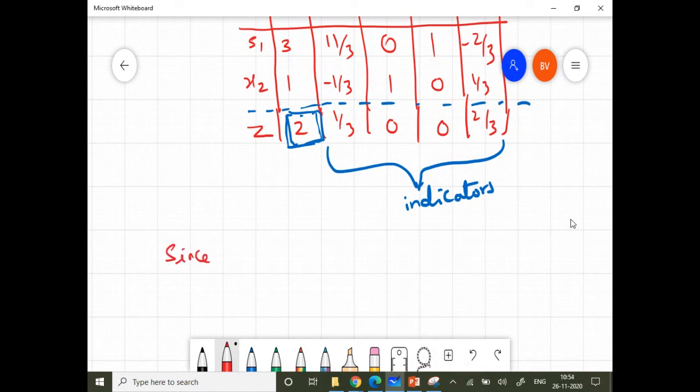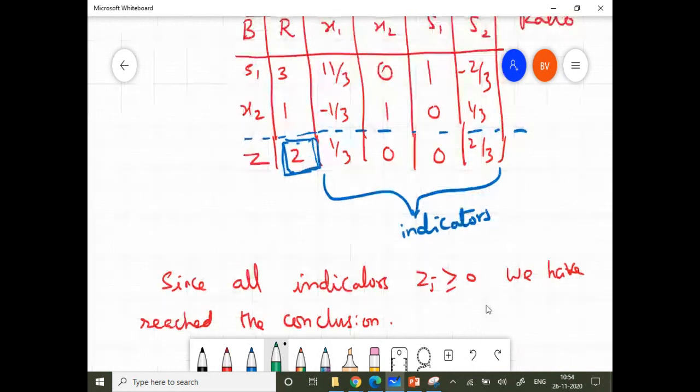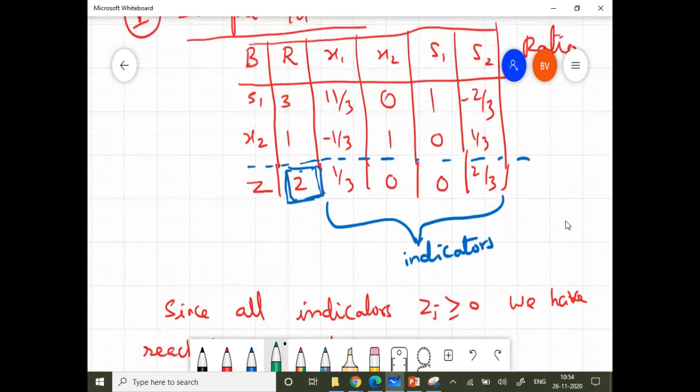Since all indicators Zj are non-negative, we have reached the conclusion. What is the answer? How do you get the answer? The conclusion will be taken from the first two columns.